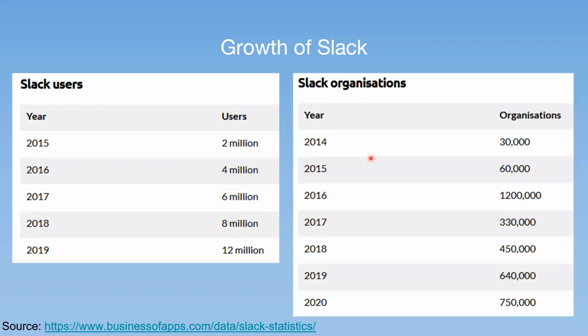I also want to talk a bit about the growth of Slack. Slack started, I think, in 2014, when they were properly public for the first time. In 2015, they had 2 million users, but by now it's over 12 million users. Also the number of organizations back then was 30,000, but now it's grown to over 750,000. So Slack has gone through quite a lot of growth during the time it's been live.